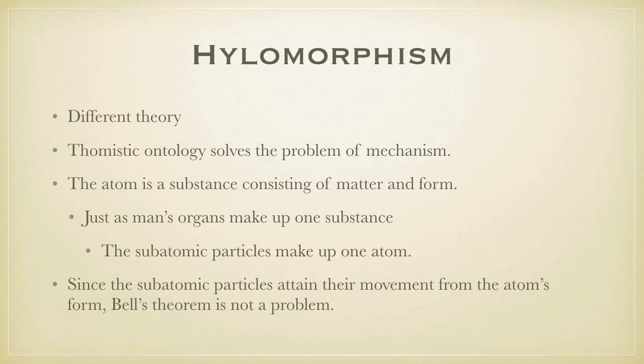Thus, the atom is not a pile of subatomic particles. Rather, the atom is one thing with multiple parts. Since the subatomic particles do not have their own nature, but attain their nature or principle of motion from the substantial form of the atom, we now have an explanation for why the motion of the atom can only be understood from a comprehension of the entire atom, and not just a comprehension of the individual subatomic particles.